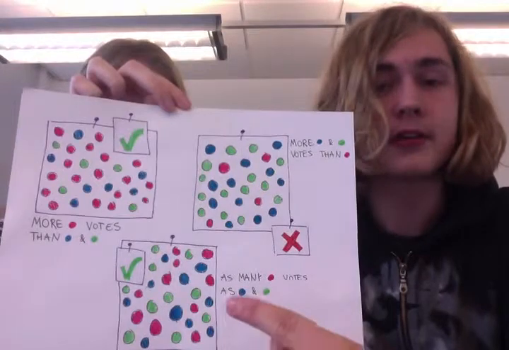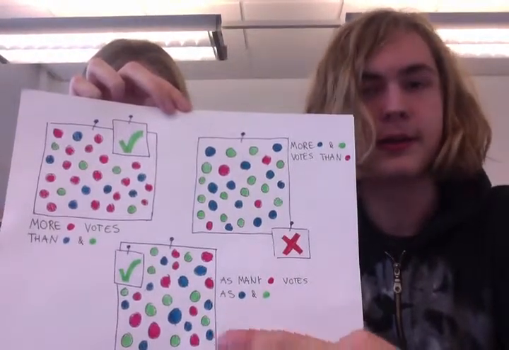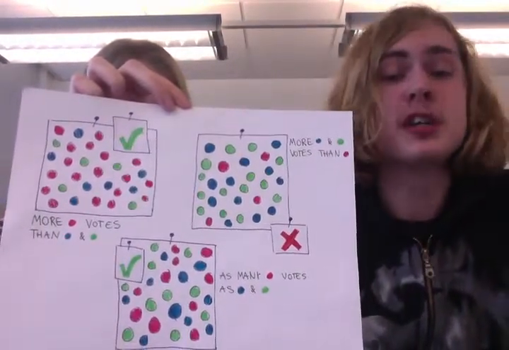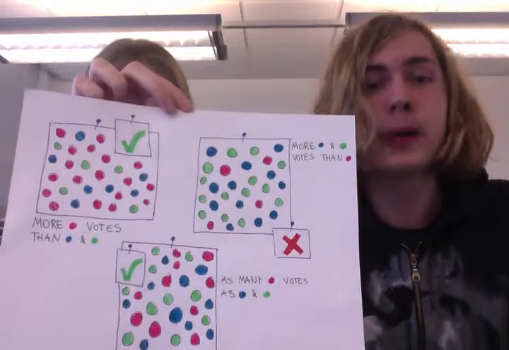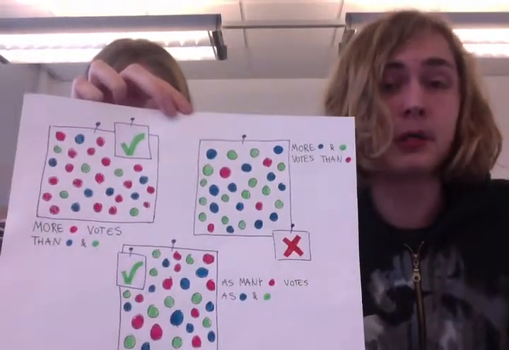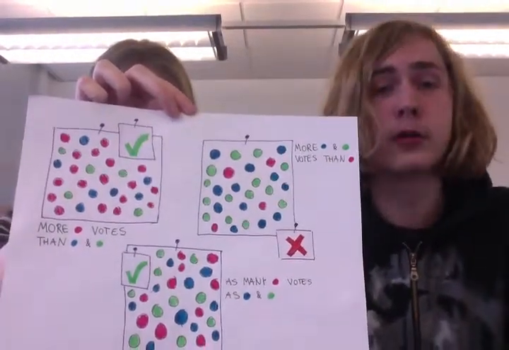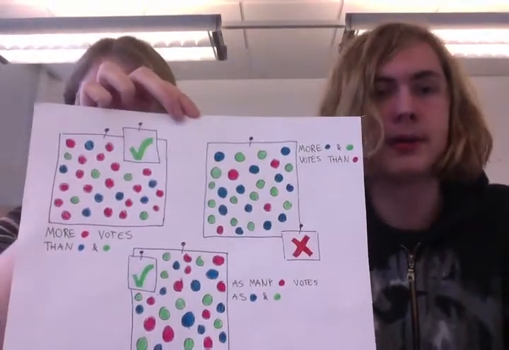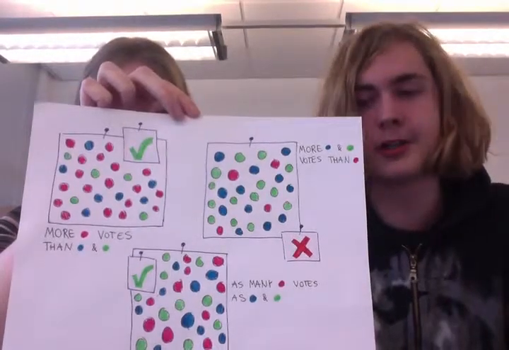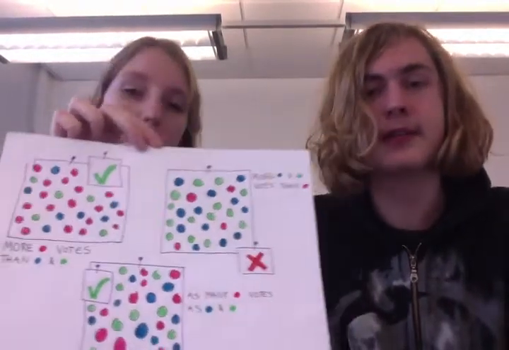So, in our third case, we have exactly as many pink votes as we have blue and green votes. Now, in this case, pink can actually rule because they don't have a majority against them. Because 50-50, there is no majority. But yeah, that's basically how power is divided formally.